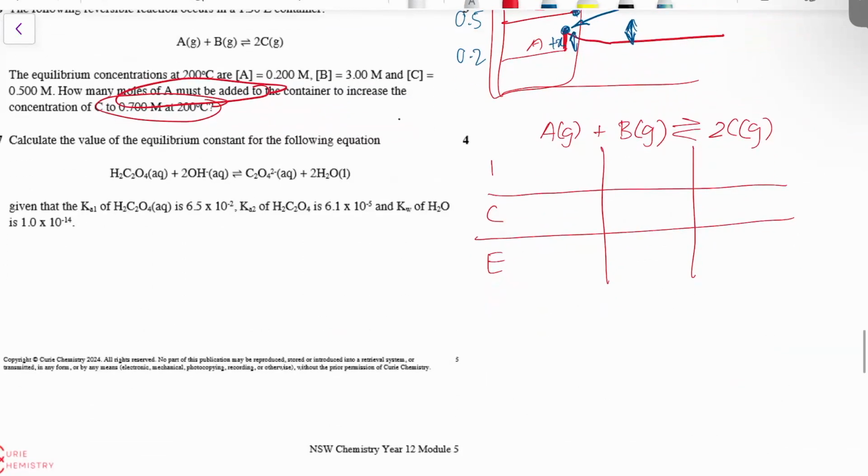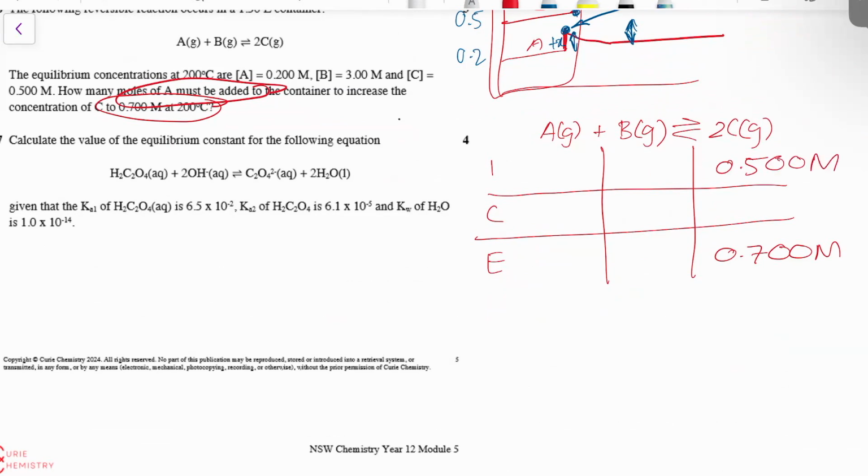The question says we want to get to 0.7 for C. So that's the new equilibrium. The initial for C is the end of the previous equilibrium, which is the 0.5.